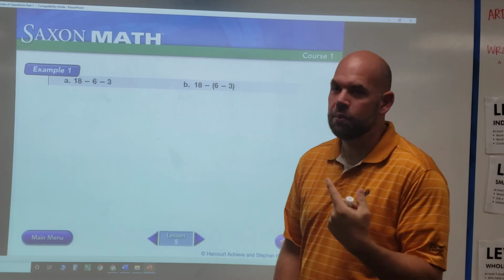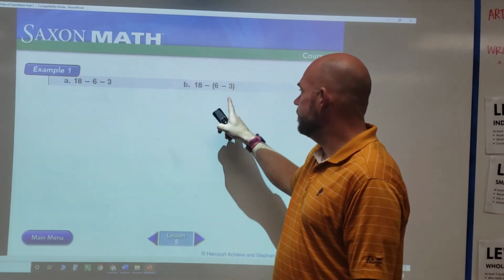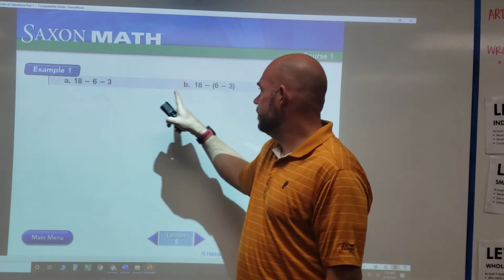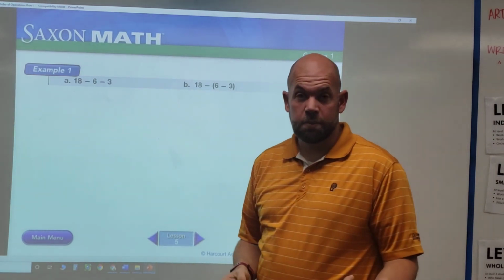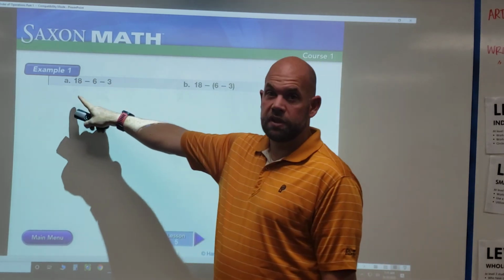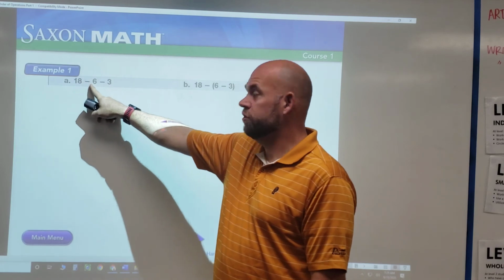All right, so now we can do a practice problem. We've got 2 different ones that look the same here: 8 minus 6 minus 3 and 18 minus 6 minus 3. The difference is the parentheses. So on this one, we can just start left to right because there are no parentheses. 18 minus 6 is 12.